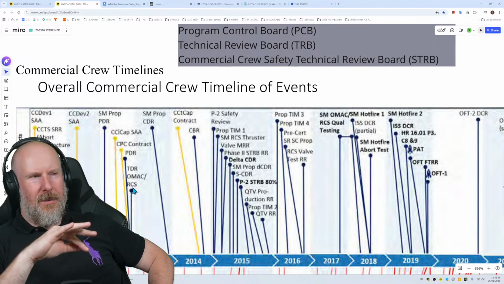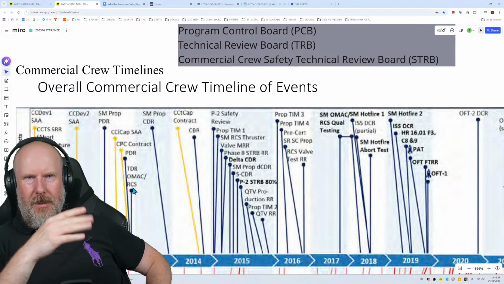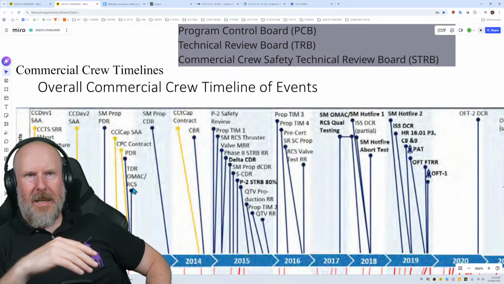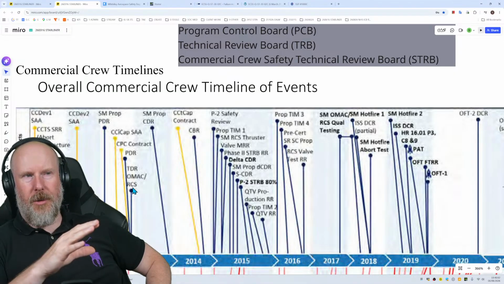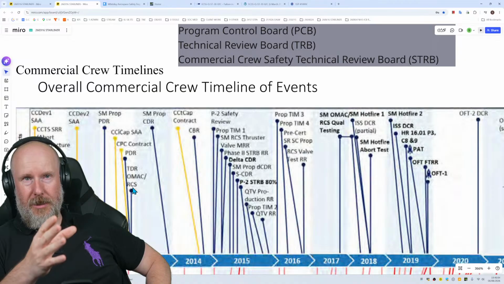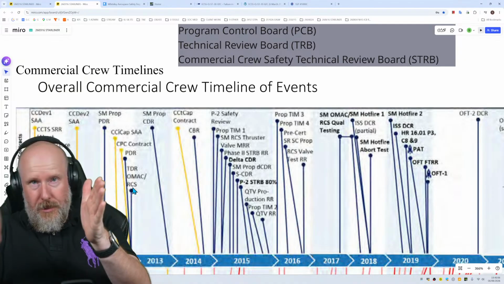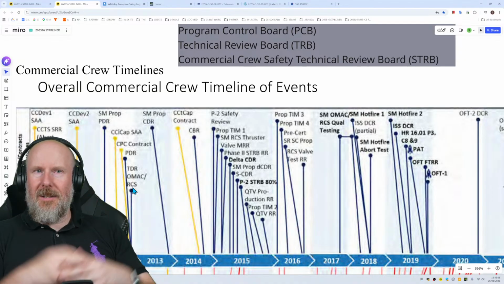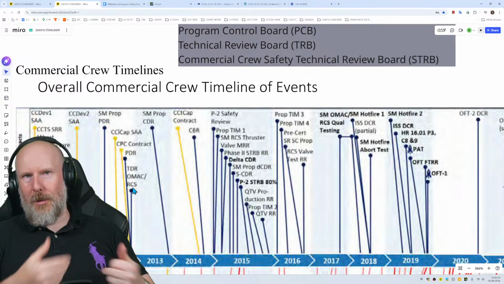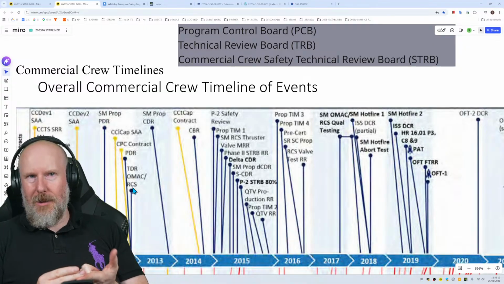Now, I'm not saying that we shouldn't have multiple reviews. What I'm saying is if you're having a preliminary design review and then you're having a critical design review and then there's loads and loads of other reviews after that, that suggests there's something not quite right with the program and/or the engineering.